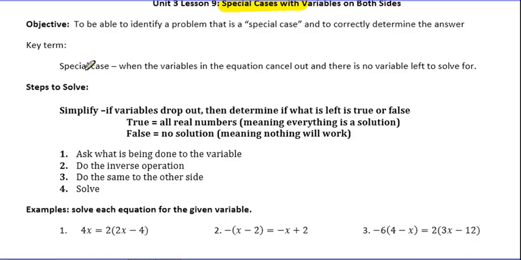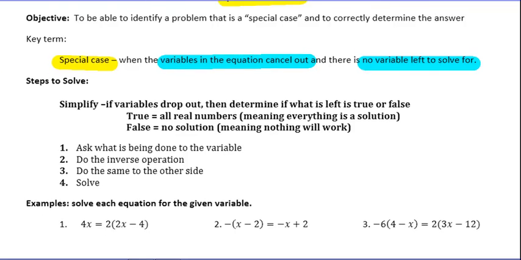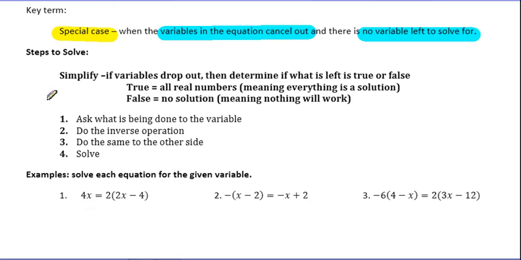Special case is what we use to refer to an equation that, when you go to solve it, the variables cancel out and there is no variable left to solve for. When we solve an equation, we are solving for the value of a variable, an unknown number. If there is no variable, there is nothing we could solve. So our steps of solving are still the same.